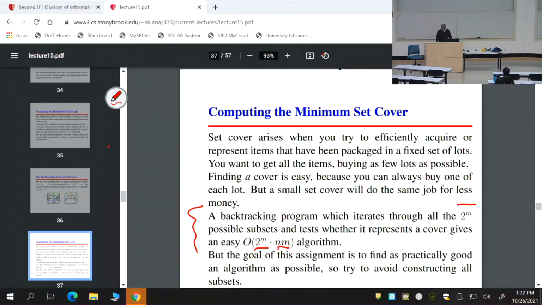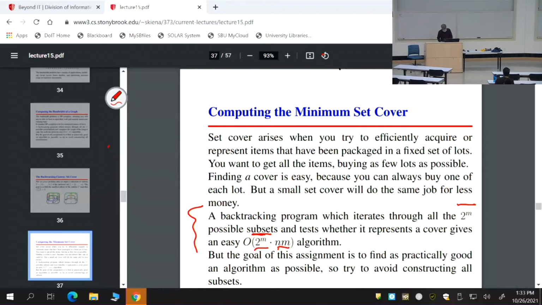My claim is if you write a good program here, you will not have to try all 2 to the m possible solutions. By pruning the search and backtracking, you will be able to avoid constructing most of the subsets. Any questions? We'll talk a little bit about pruning today, but that's kind of what I need you to do here.